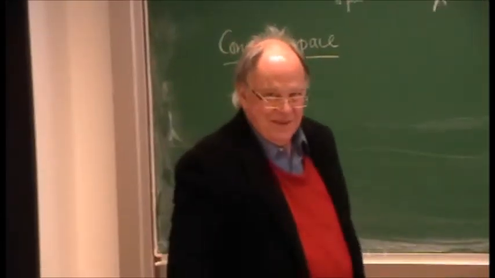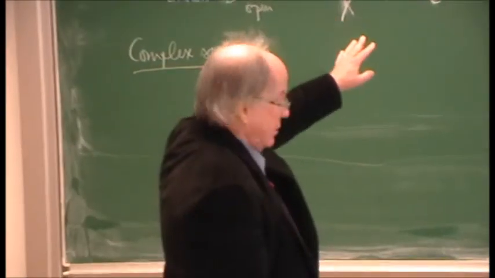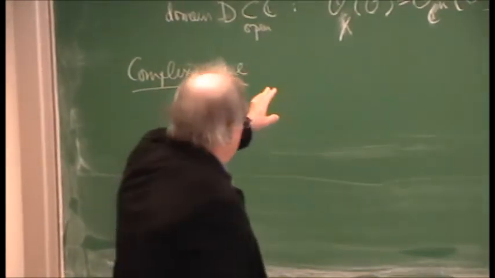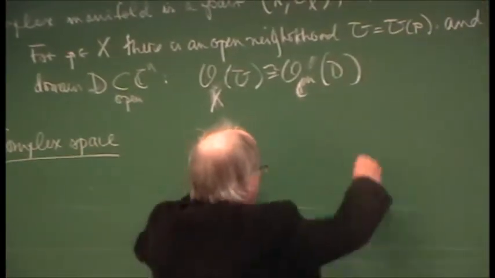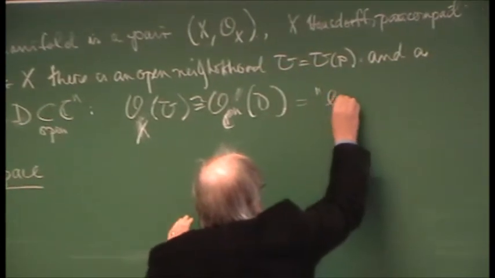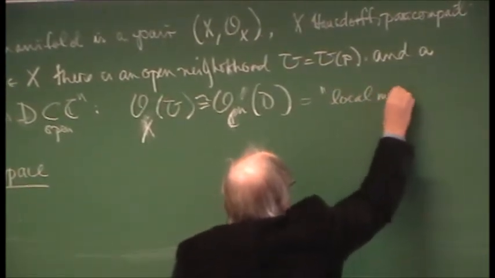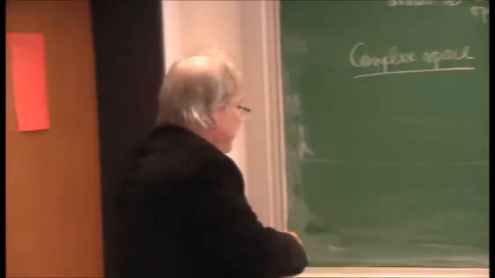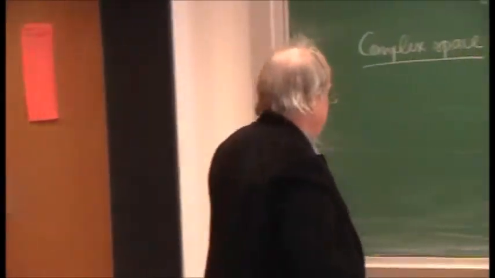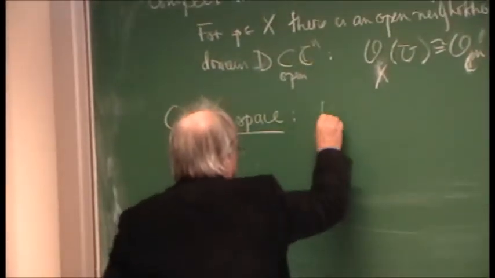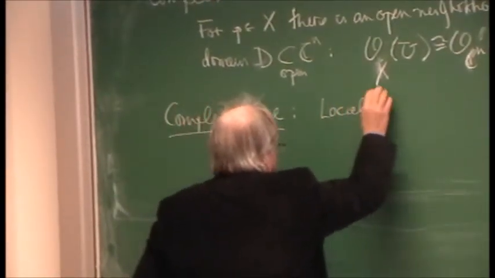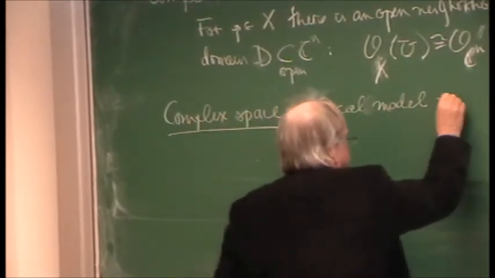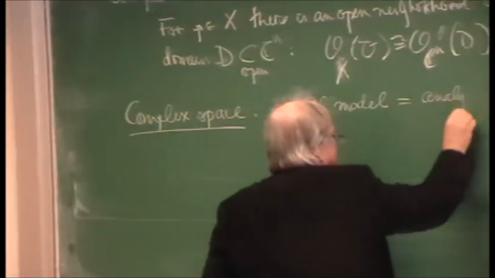Okay. So you see, well, I'm saying here we're dealing with singularities now. So you see here we need some local model. This you should think is the local model. Okay. So what is the local model for a complex space? So the local model is an analytic subset.